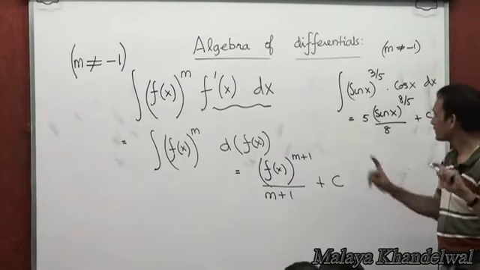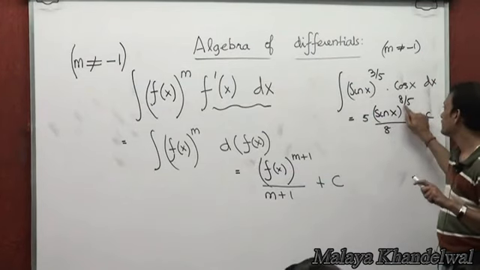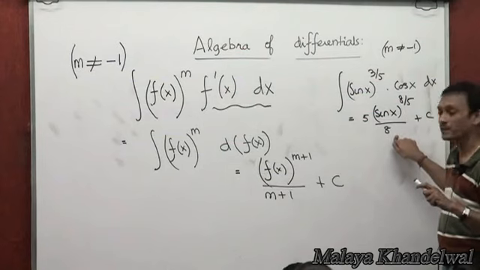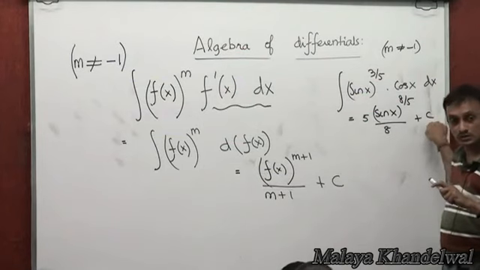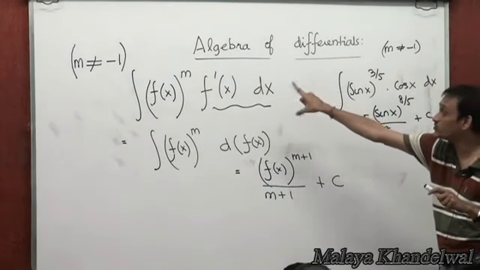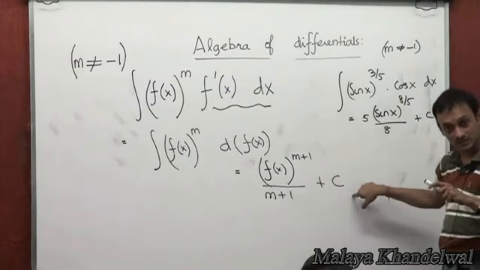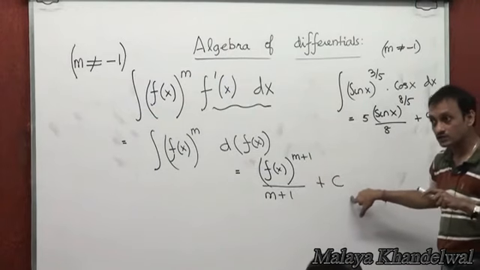Vedant, fine with this? Function raised to a certain power into the derivative of the function. Function to the power 3 by 5 plus 1 divided by 3 by 5 plus 1. That's the formula. Function raised to a certain power not equal to minus 1 into the derivative of the function is function to the power m plus 1 by m plus 1, plus c. Right?